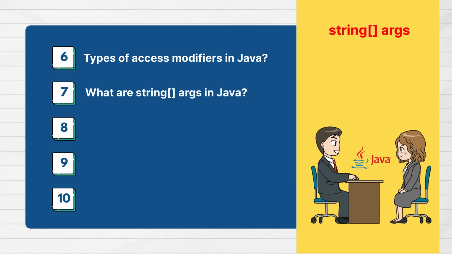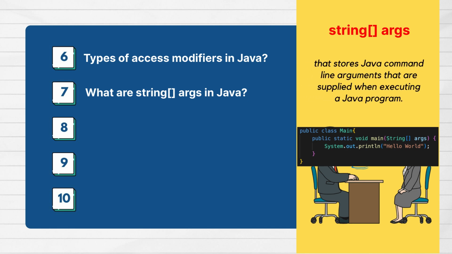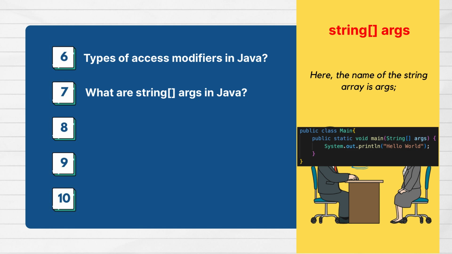What are string args in Java? String args in Java is an array of type java.lang.String class that stores Java command line arguments that are supplied when executing a Java program. Here, the name of the string array is args. However, it is not necessary to name it args. We can name it anything of our choice, but most programmers prefer to name it args.